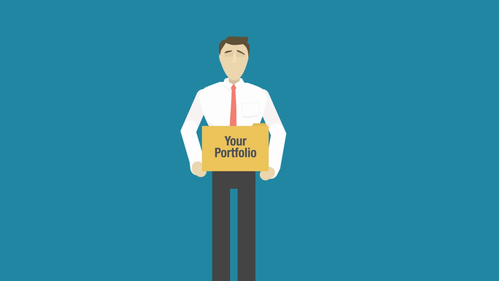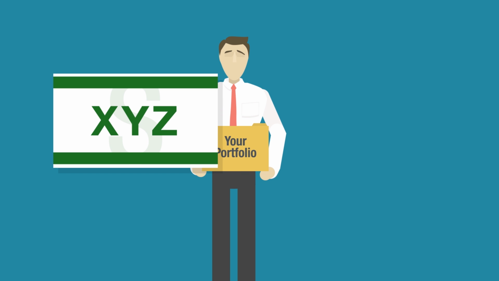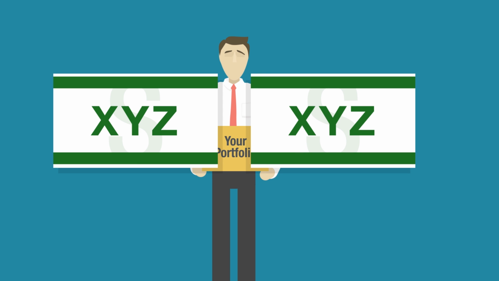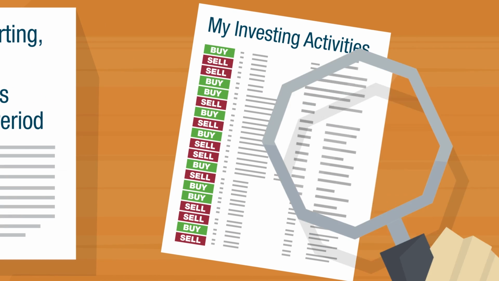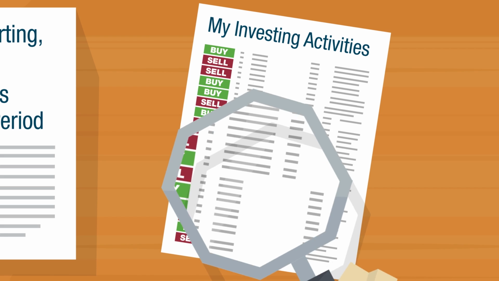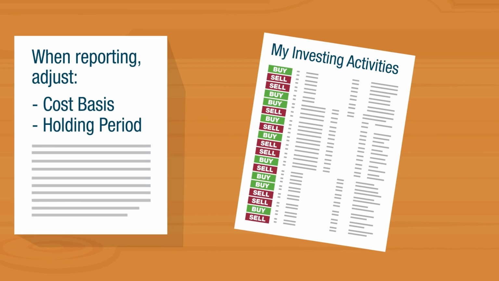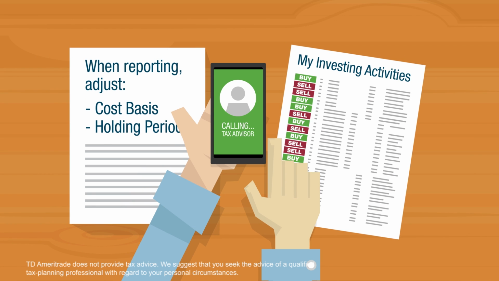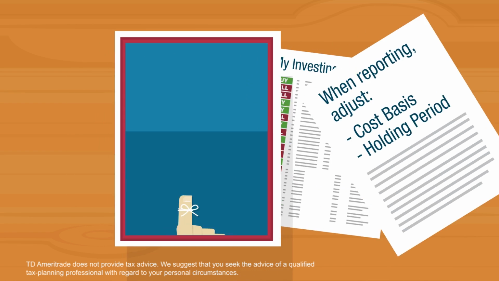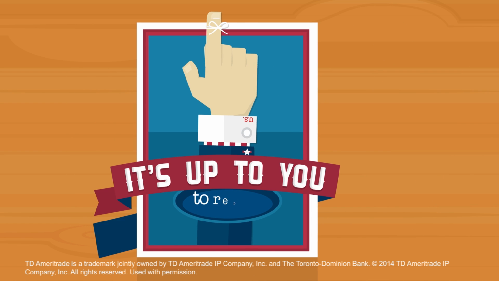They are only required to report wash sales for an individual account and for investments that have the same CUSIP number, such as identical bonds or stocks. Therefore, it's up to you to consider all other possible wash sales across all your investing activities. If you have any questions about wash sale reporting, it's a good idea to talk to your tax advisor. And remember, it's up to you to report wash sales correctly.